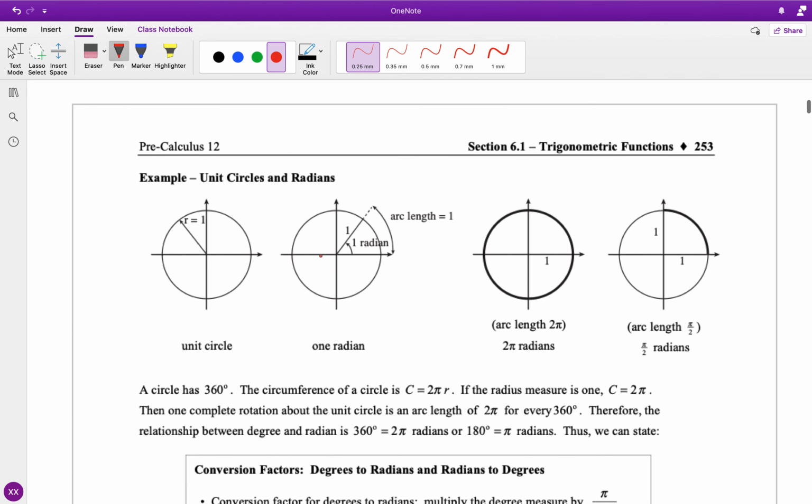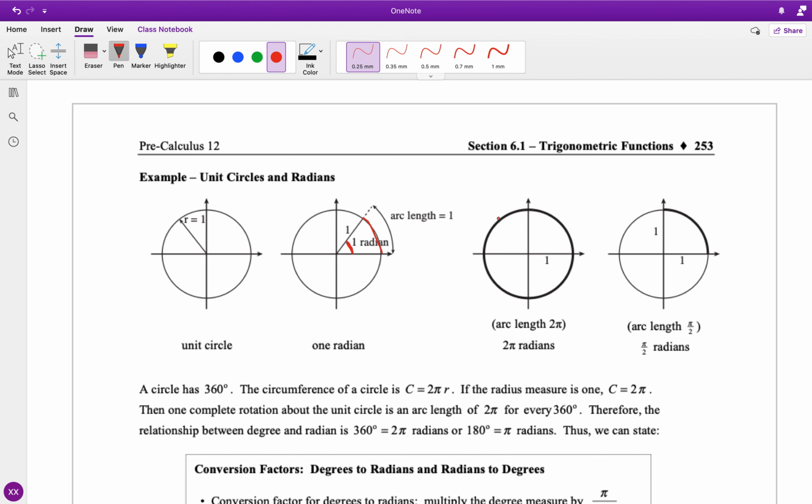This is easier to explain, okay? So this is 1 radian. What does that mean? It means this length is 1. And you say, what does it mean that this length is 1? If the radius is 1, this arc length is 1.